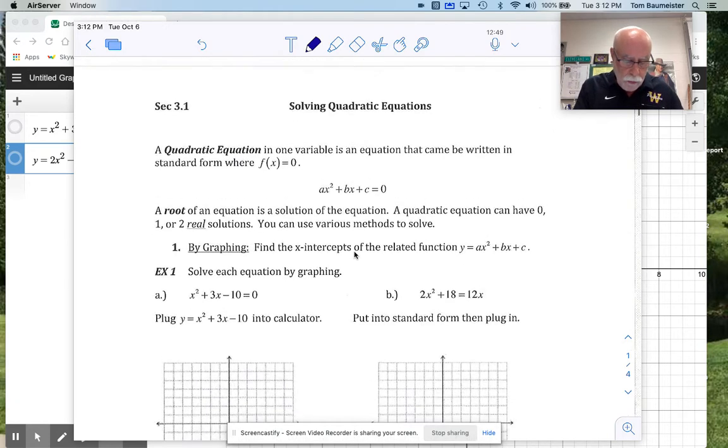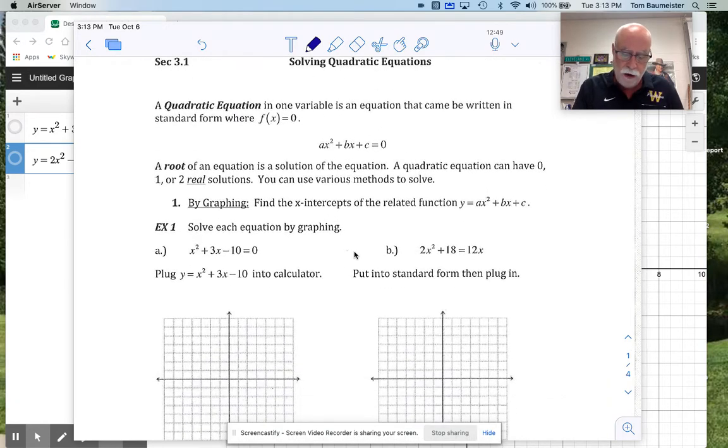So a quadratic equation in one variable is an equation that can be written in the standard form where f of x is equal to 0. That means that it's going to be your x-intercepts and they're going to equal 0. So ax squared plus bx plus c is equal to 0. A root of an equation is a solution of the equation. Again, that's where it's going to either touch or cross the x-axis.